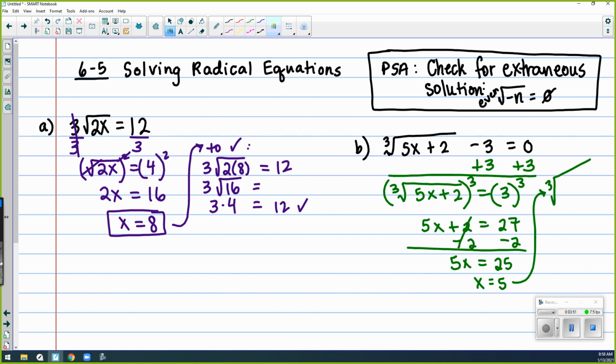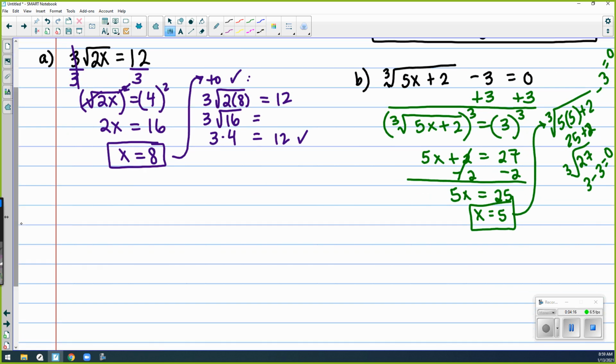So I'm thinking the third root of 5 times 5 plus 2, and then if I subtract 3, is it equal to 0? Well, this would be 25 plus 2, which is 27. The third root of that is 3, and then 3 minus 3 is 0. So yep, that checks out as well, not extraneous. So I'm going to put a box around that and lock that in as a final answer. We're doing great on time. Hopefully you're doing great on math.